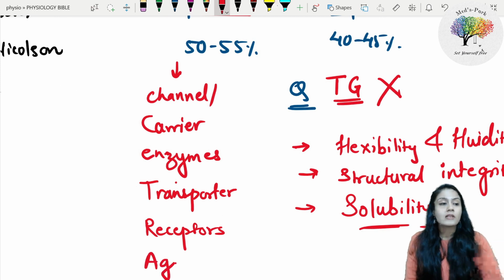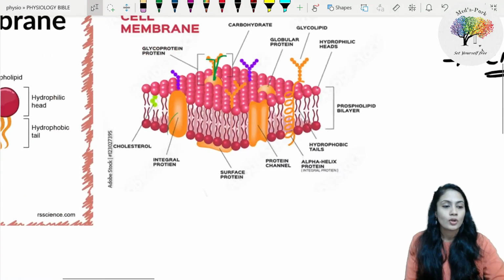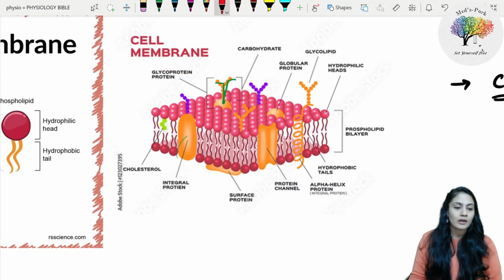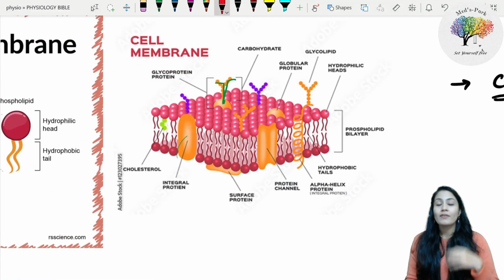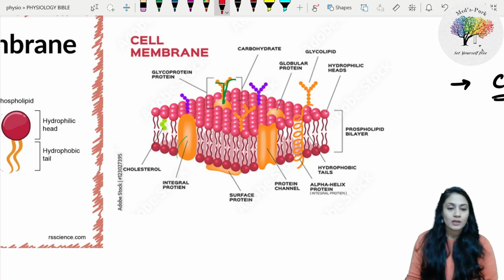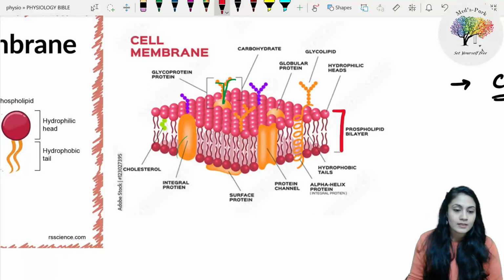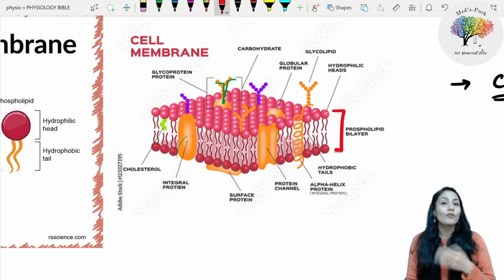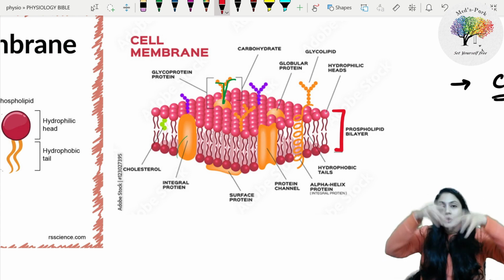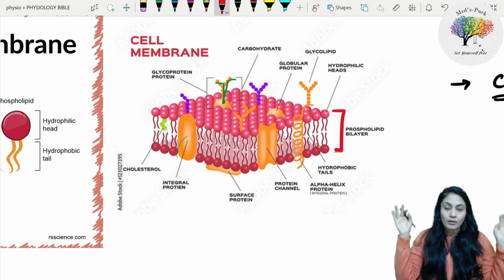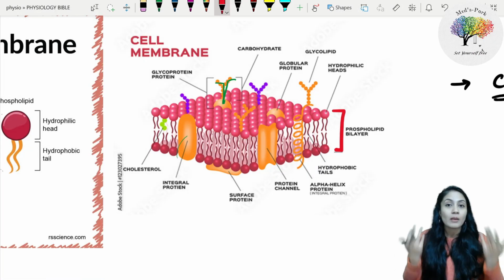Okay, so this is the brief introduction to the cell membrane and how they are layered. Now look over here. If we look into this fluid mosaic model, what we can see is there is a bilayer of phospholipid in which the proteins are randomly present, right? And that's why we call it the fluid mosaic model.